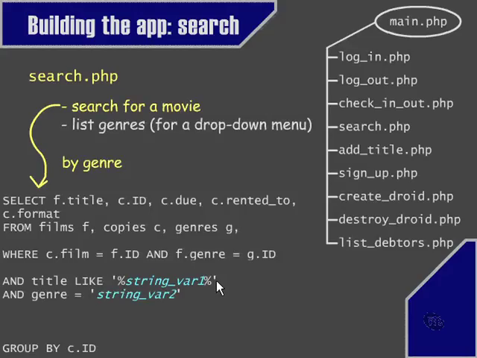We could also search by genre. This is actually showing a search for title and genre, but we could remove this line here and it would be a pure genre search.